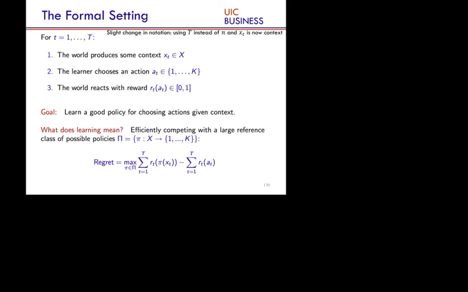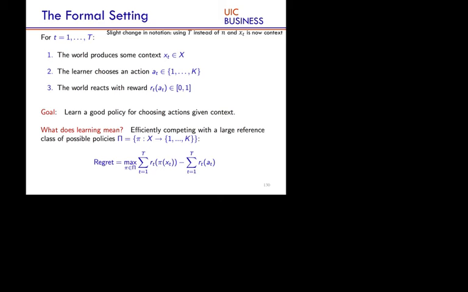And we are not going to make any stochastic assumption. The goal is to learn a good policy for choosing actions given context. So what does learning mean? We want to efficiently compete with a class of all possible policies. What are policies? Policies are all functions from context to actions to take. Given any context, I want to suggest an action.